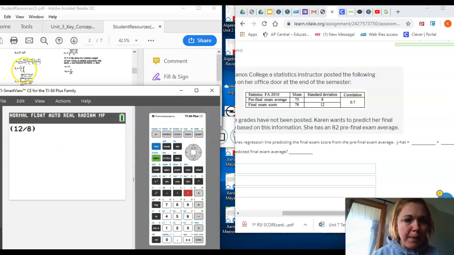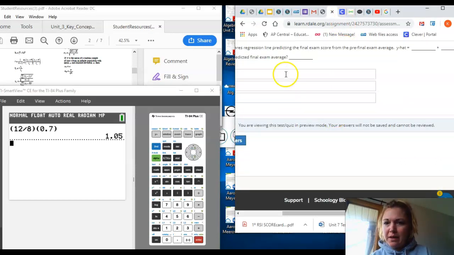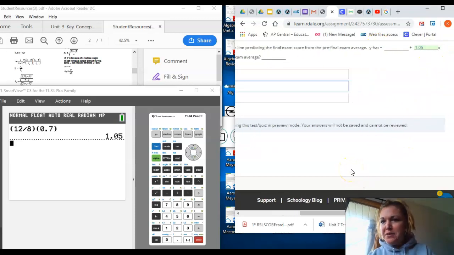And why did I do that? Because I'm taking the standard deviation of y divided by the standard deviation of x, and then I'm multiplying it by the correlation coefficient, that r, so times 0.7. And I get 1.05. So what I would do then is plug 1.05 into my slope. That's my second blank, because this is my first blank I see.